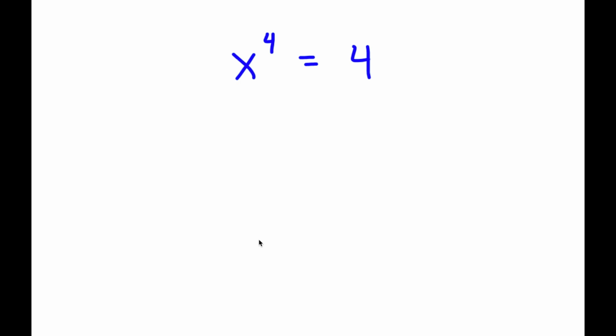Alright, so in this problem, I have x to the power of 4 is equal to 4. To solve this problem, I'm going to first subtract 4 on both sides. Then these two cancel out, and I'll be left with x to the power of 4 minus 4 is equal to 0.